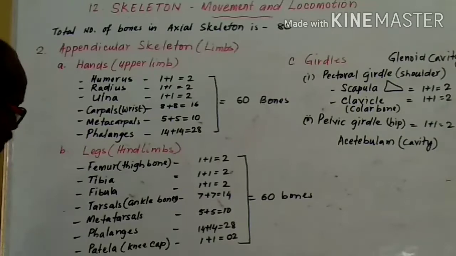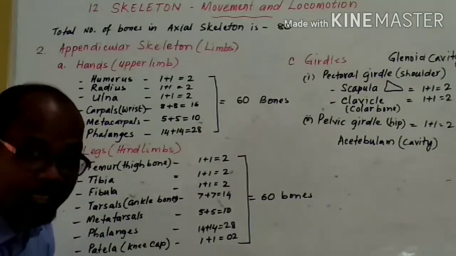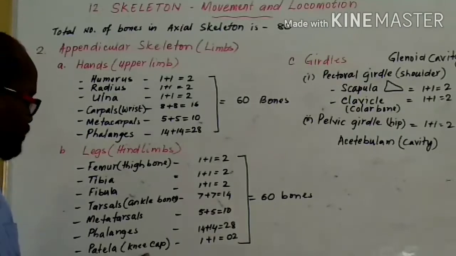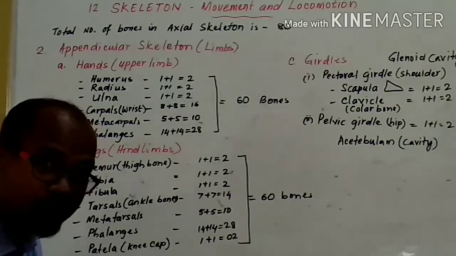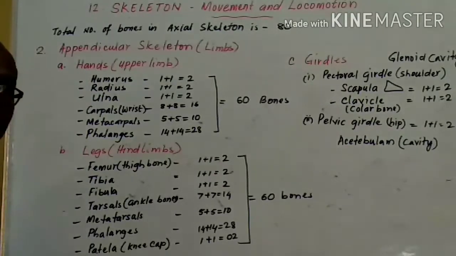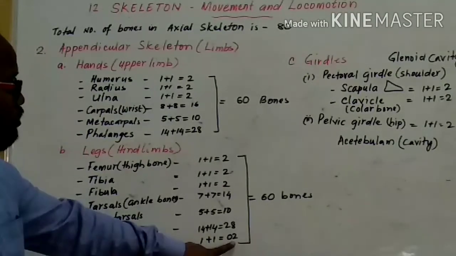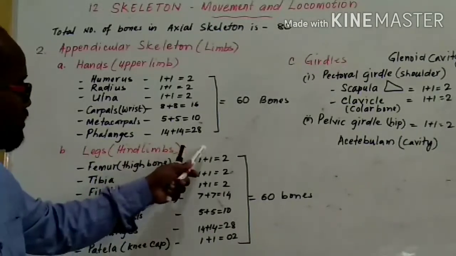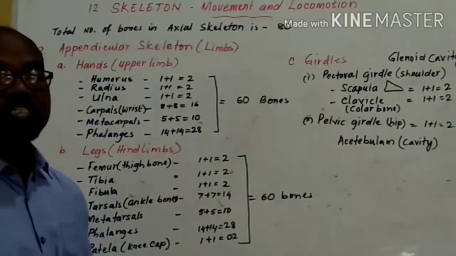In addition, we have 2 knees, and these knees are covered by kneecaps. 2 of them, 1 plus 1, 2 kneecaps we have. They are technically called patella. So we have 2 kneecaps, and the total number of bones in the hind limbs comes to 60.